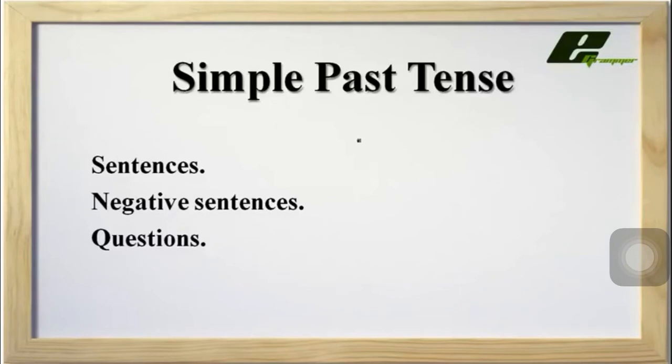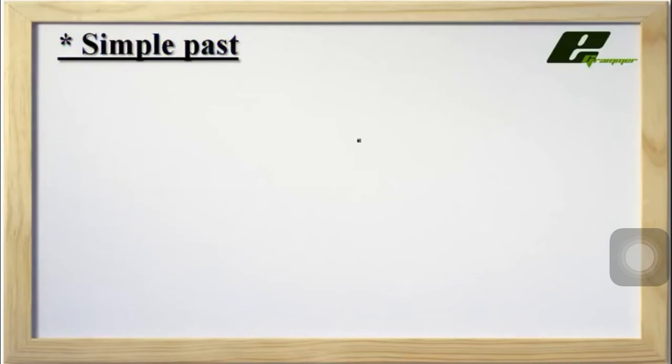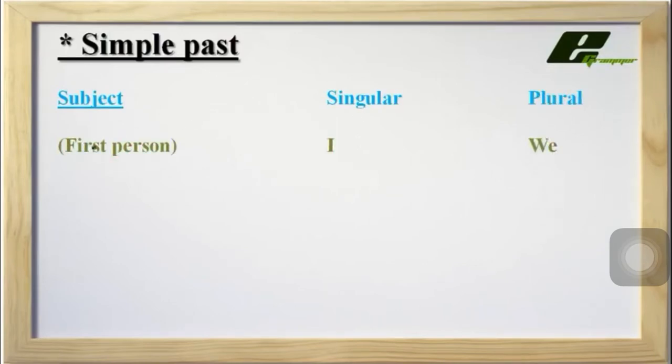Now, let us see subject first. Subjects are of three types, which is divided into two parts. First person. Now what is first person? The person who speaks is known as first person. In singular there is I, and in plural there is we. Then comes second person. Now what is second person? The person to whom we are speaking is known as the second person. In singular it comes you, and in plural it comes you.